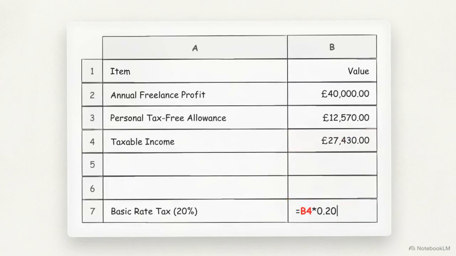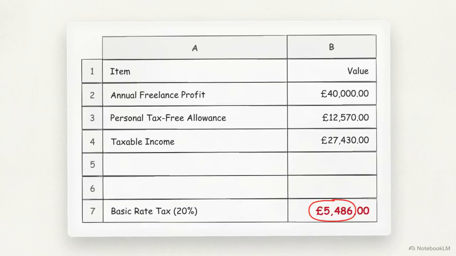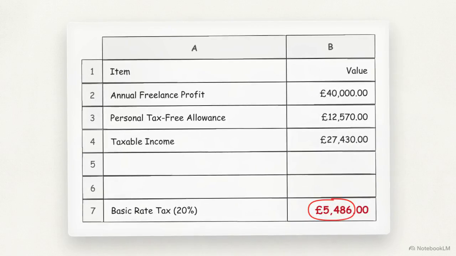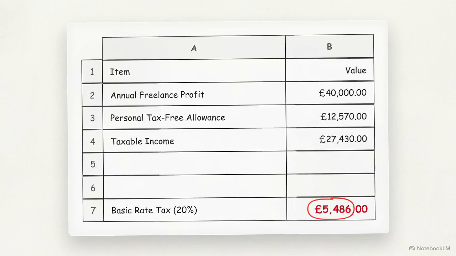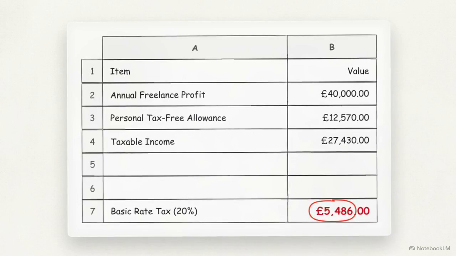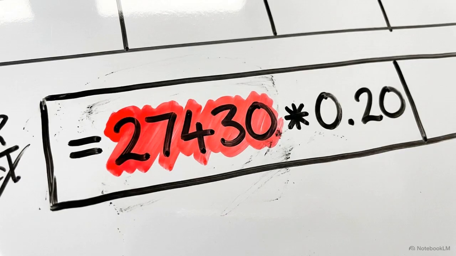Let's apply that 20% to your taxable income. Select cell B7 and type equals B4 multiplied by 0.20. Hit Enter, and the spreadsheet calculates an income tax liability of £5,486. Notice that we typed B4 instead of typing out the number 27,430. If you type the static number, a mistake called hard coding, your spreadsheet will fail to update when your income changes later.